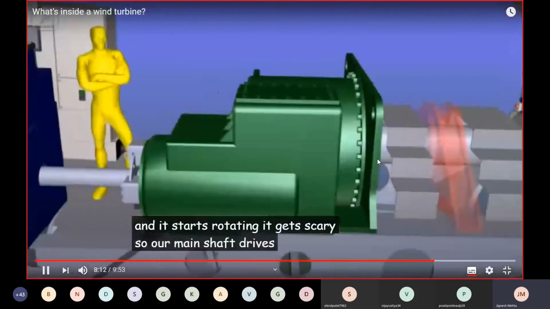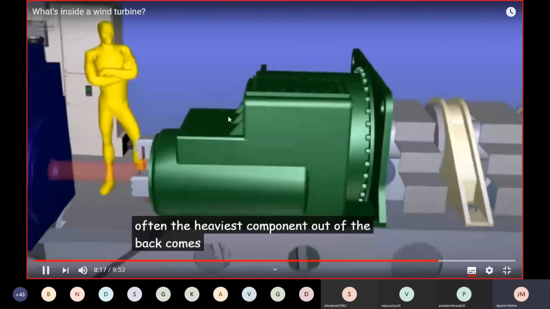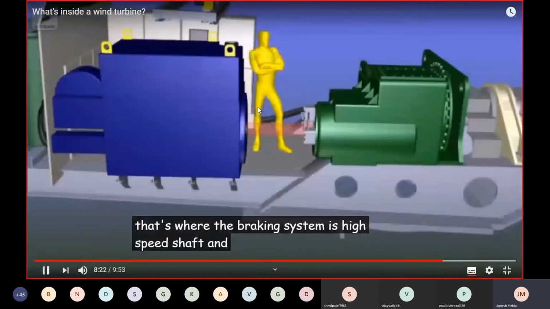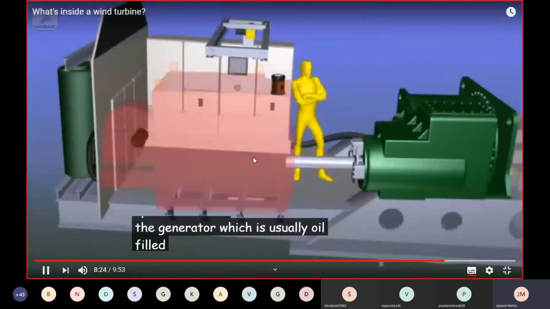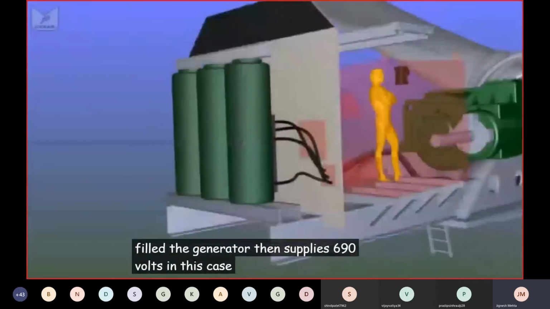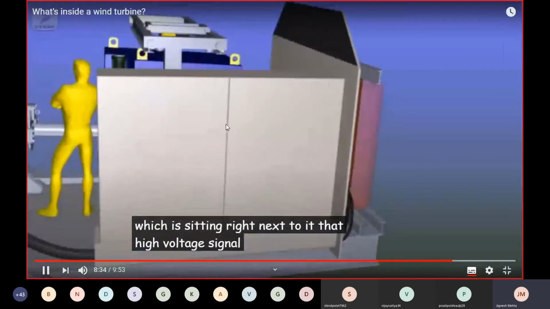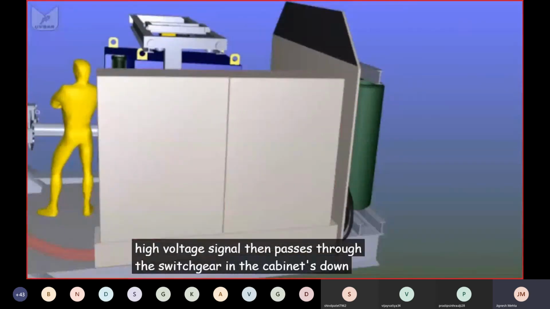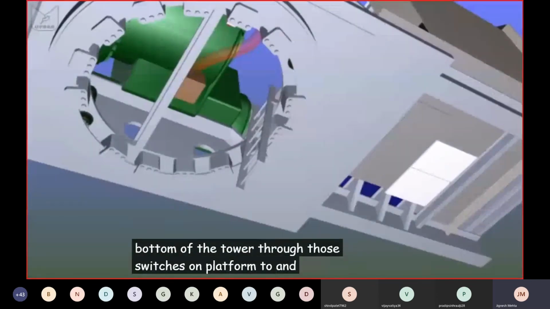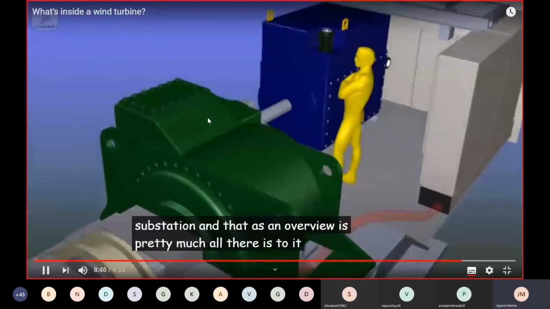So our main shaft drives our gearbox, which is mounted centrally because it's often the heaviest component. Out of the back comes a high-speed shaft, as before. That's where the braking system is. High-speed shaft then drives the generator, which is usually oil-filled. The generator then supplies 690 volts, in this case into our transformer, which is sitting right next to it. That high voltage signal then passes through the switchgear and the cabinets, down the dropper cable, straight down to the bottom of the tower, through those switches on platform 2 and off to the substation. And that, as an overview, is pretty much all there is to it.